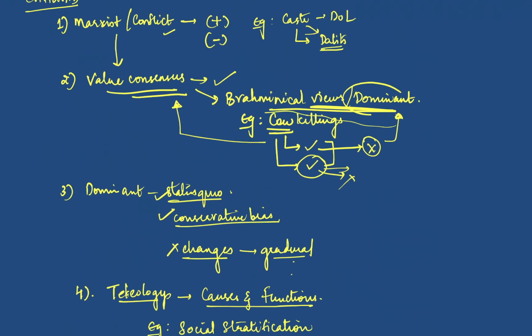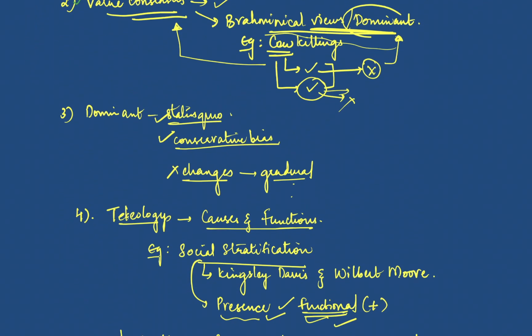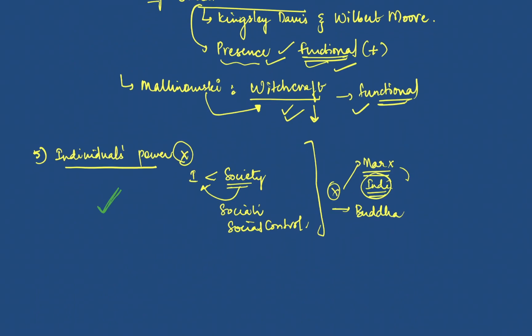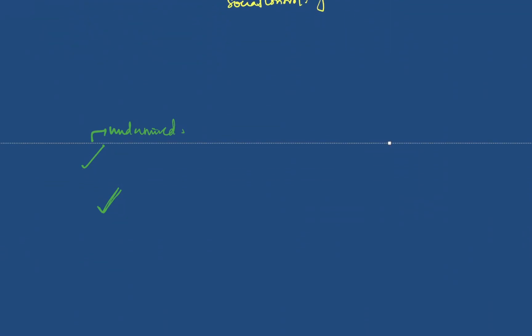So let us just look at the criticisms once again. The first one is the Marxist criticism. Then you have the value consensus, wherein they basically belong to the dominant section's views, and they have a conservative bias, and they don't support any changes. Then they are haunted by this teleological phenomenon, wherein they consider causes and functions to be the same. And then they also bring in that the individual is undermined in functionalism, right? So these are the criticisms of functionalism. Right, now we are basically done with functionalism.